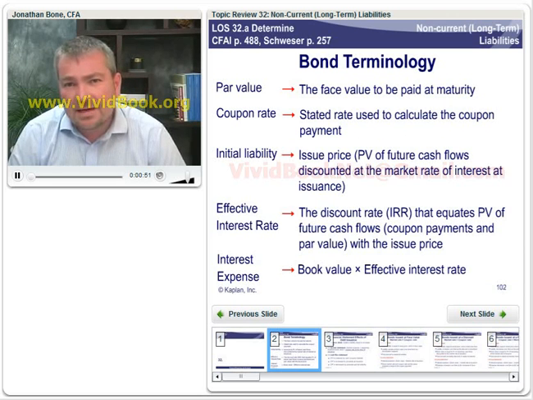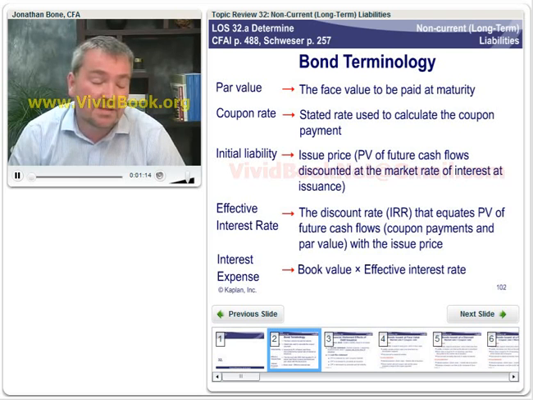The initial liability. Now, the initial liability is going to rather depend on whether we're looking at US GAAP or IFRS. Let's take the US GAAP treatment first. It's simply the issue price, i.e. the proceeds the company receives when they issue the bond. And what would that equal? Well, it would be the present value of the future cash flows, i.e. coupon and principal payment, discounted at the market rate of interest, i.e. the investor's required rate of return, when the bond is issued.